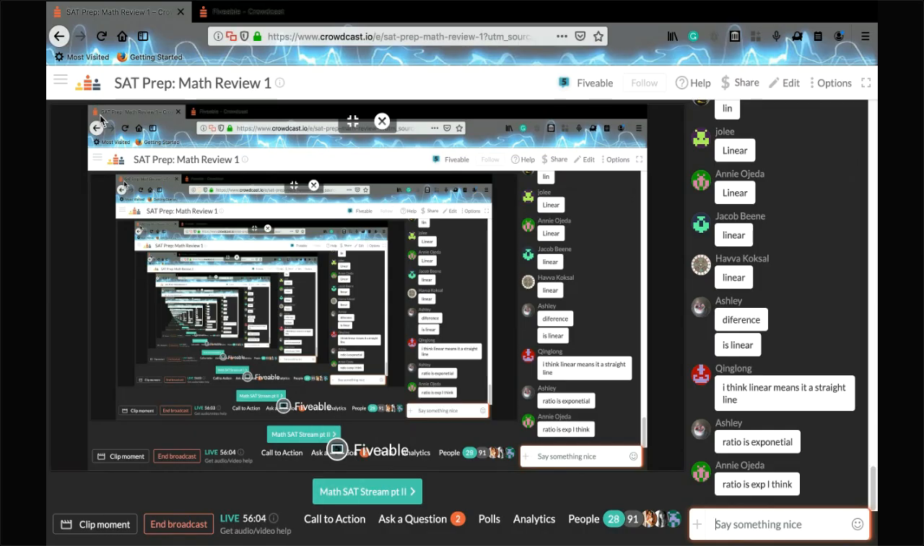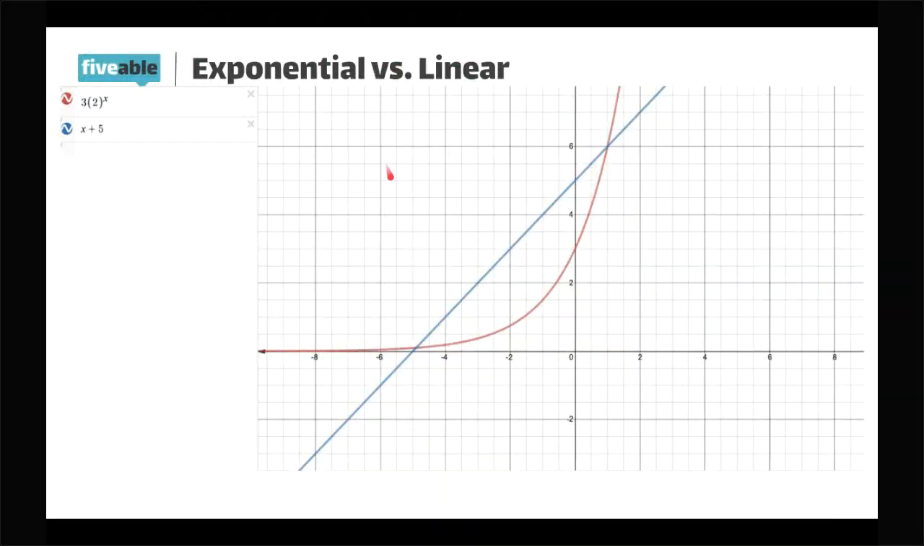I believe, I could be completely wrong, that once you get into higher math, you're going to find out that linear does not mean a straight line. Because otherwise, in school, they would teach us it's a straight line instead of saying it's a common difference, which is correct here. So linear is a common difference. There's a common difference between each increase in x for y, and here is a common ratio.